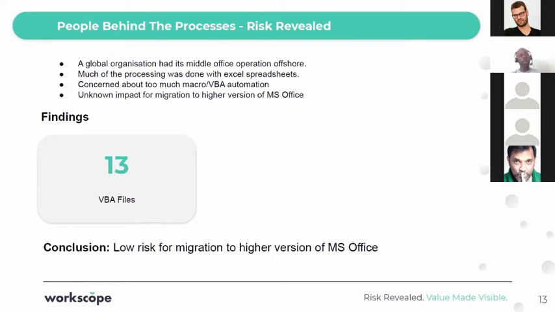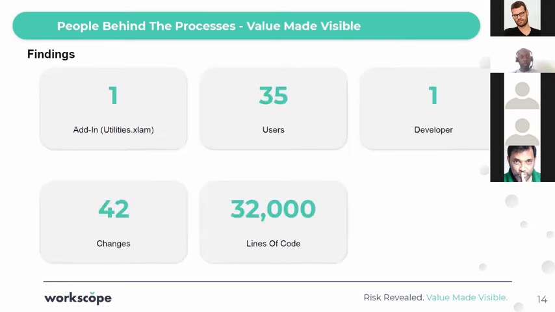Now, with the Workscope platform, again, we looked at the value that was made visible from this. If we go a bit deeper, we found that of those 13 add-ins, there was one particular add-in called utilities.xlam, which was used by 35 people. This add-in only had one developer. So we picked up that only one person had actually made changes to this file. Over the course of 3 months, this one individual had made 42 changes to this one file, so they were clearly the owner of this file. And once our platform analyzed it, it had over 32,000 lines of VBA code.